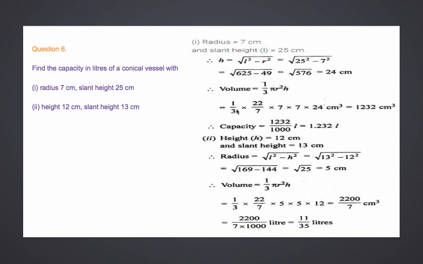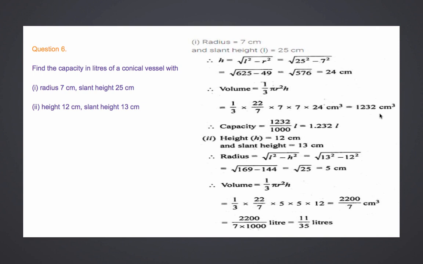Put the value 1 by 3 pi 22 upon 7, r 7 into 7, r square, and h height is 24. So work out, 7 and 7 cancel. 3 8s are 24. So what am I left with? The product is 1232 centimeter cube. Clear? This is the first part. Fine.